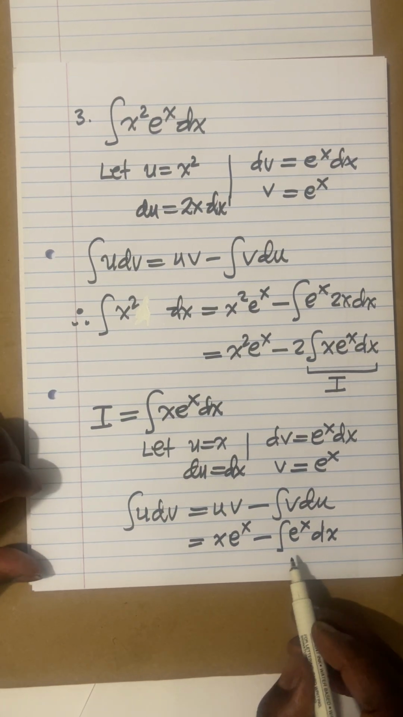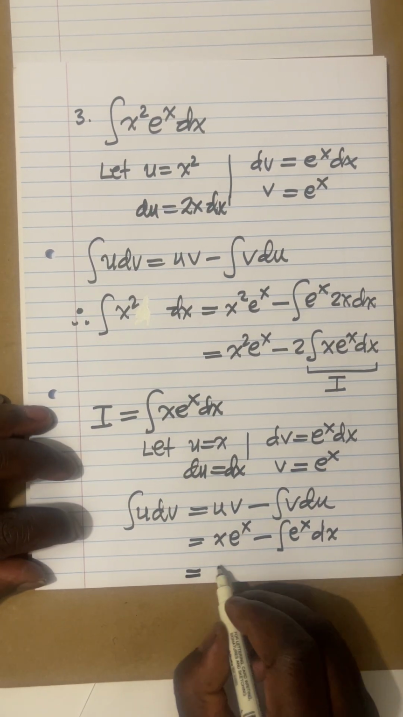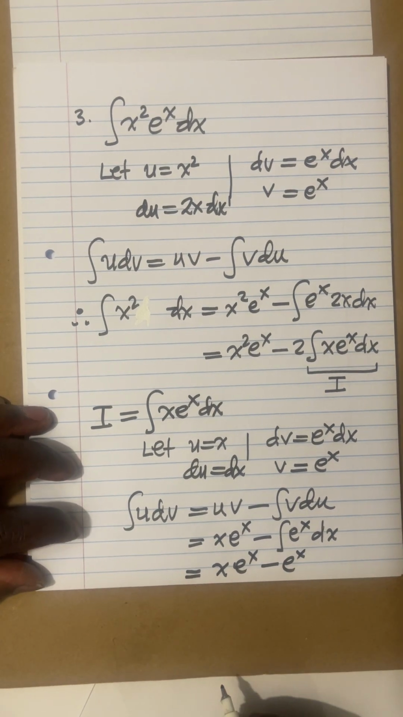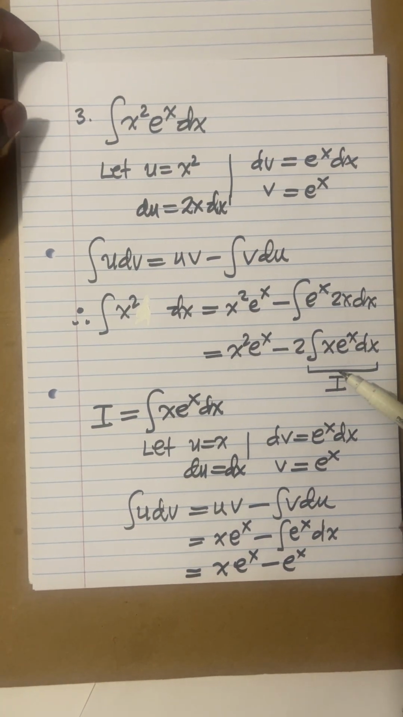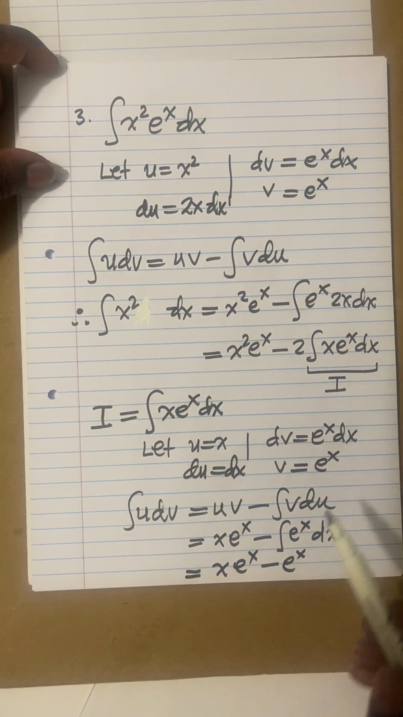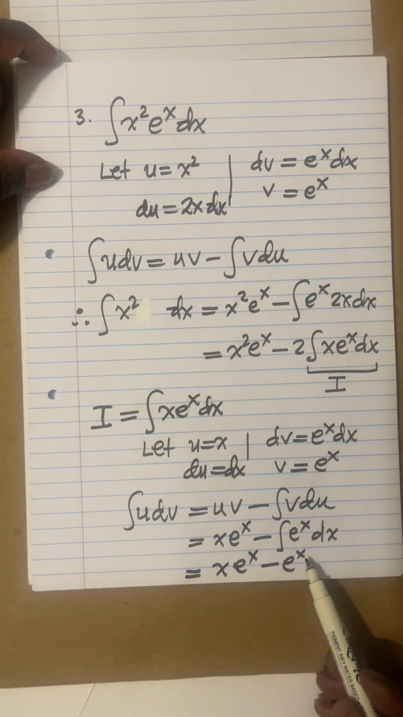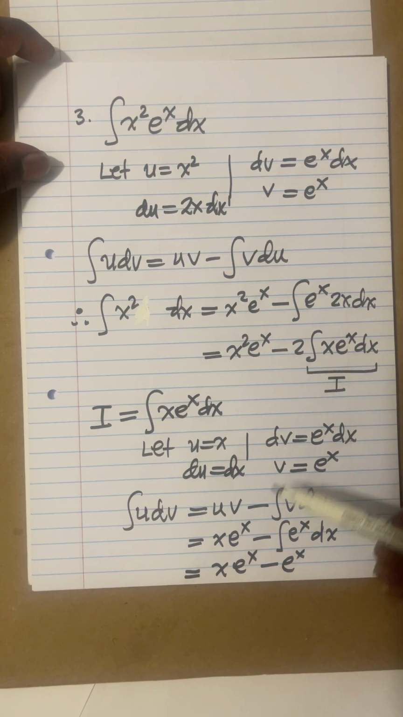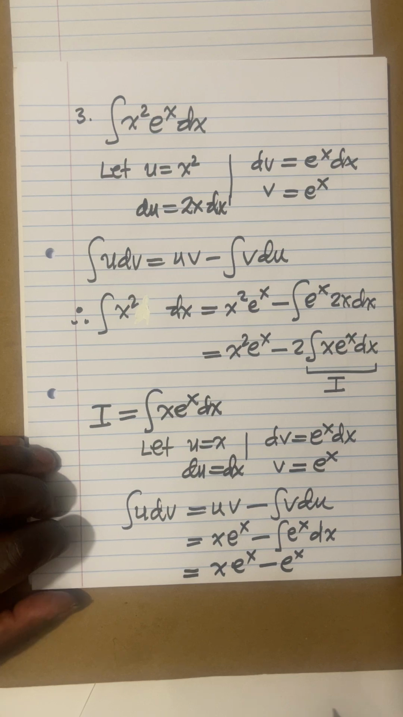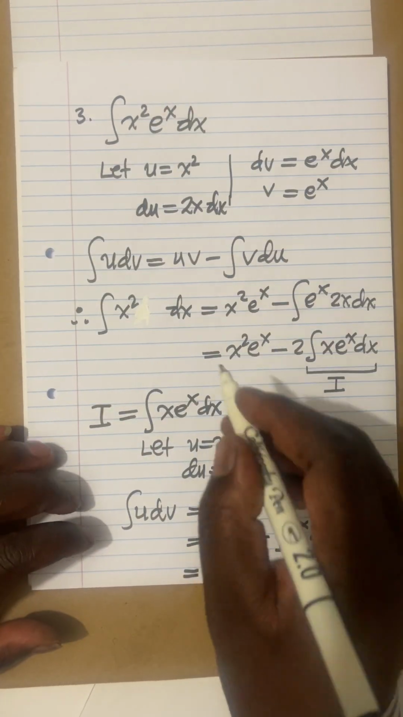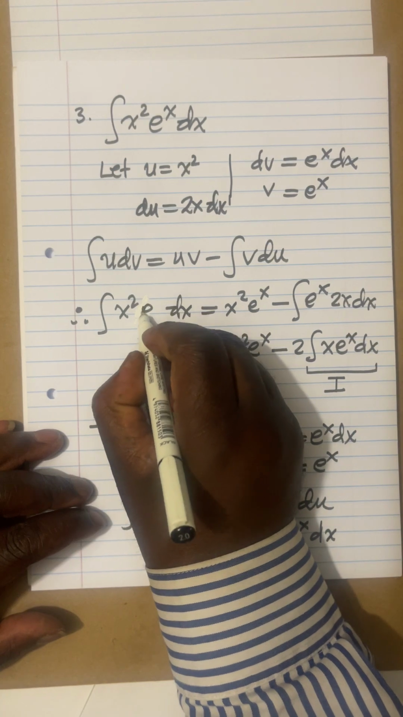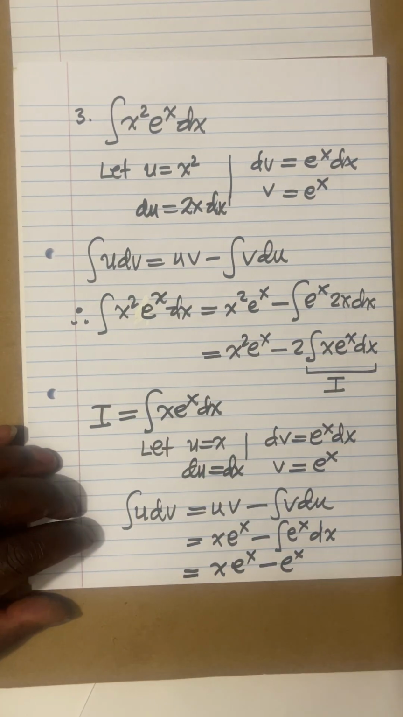Of course, you can see that this part here simply gives us minus e to the power x. So now, in that place where I put I there, I must replace this integral with this one here. So I'm going to take this into that space, and of course respecting minus 2 outside there, and then simplify. So let me just fix this before I forget. That's x squared, remember, e to the power x dx.